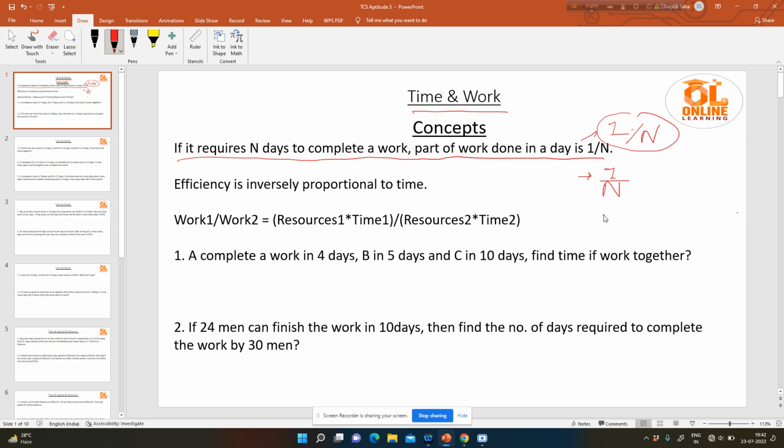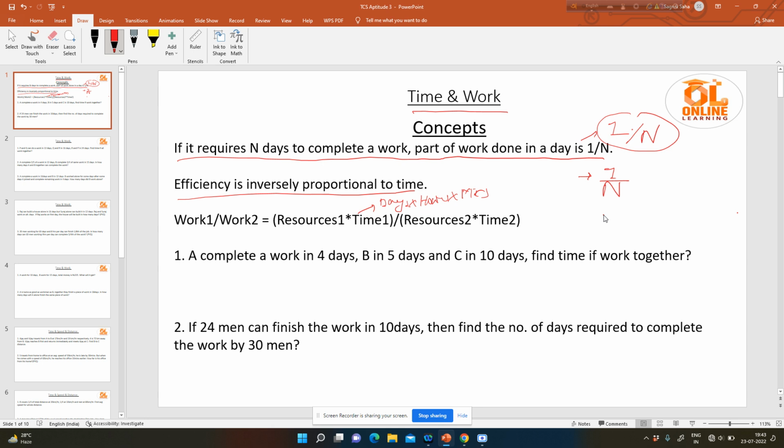Another very important concept is that efficiency is inversely proportional to time. So a person who is more efficient will take less time, and a person who is less efficient will take more time. Then there is a formula: work 1 by work 2 is equal to resources 1 into time 1 by resources 2 into time 2. Time 1 can be further divided into days into hours, could be minutes also depending on the question.